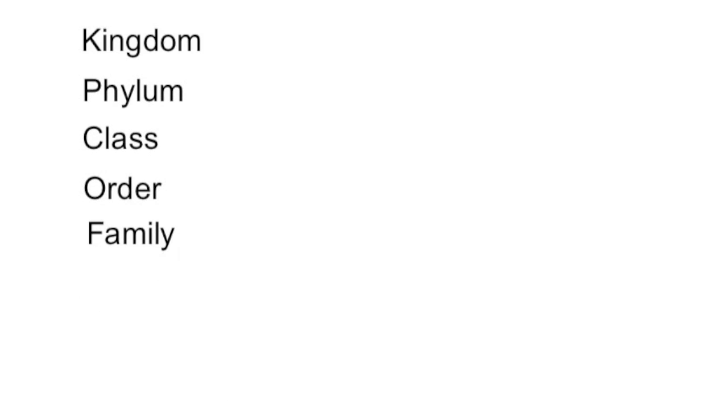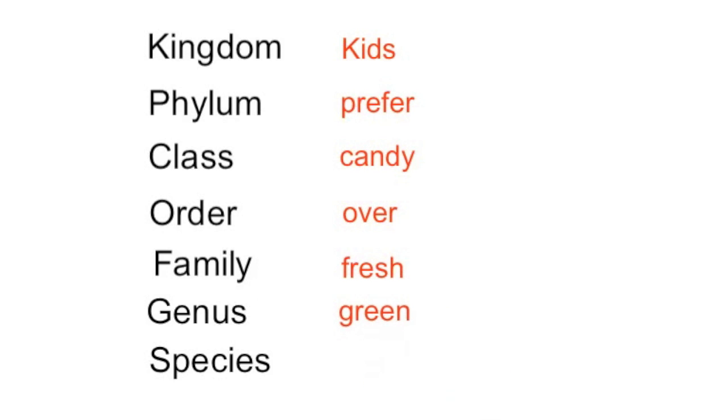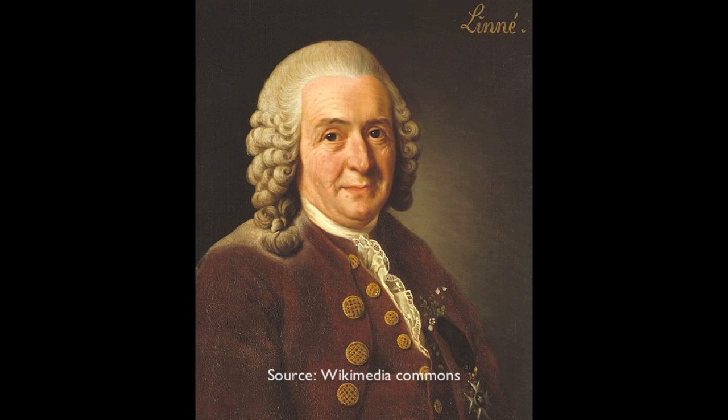The 7 levels in the hierarchy of taxa are kingdom, phylum, class, order, family, genus, species. If you want an easy way to remember this, you can use the mnemonic: kids prefer candy over fresh green salad. The first letter in each word of the mnemonic corresponds to the first letter in each of the 7 taxa.